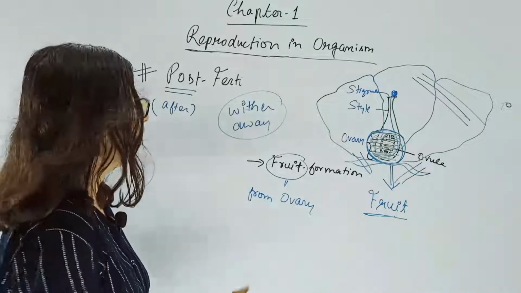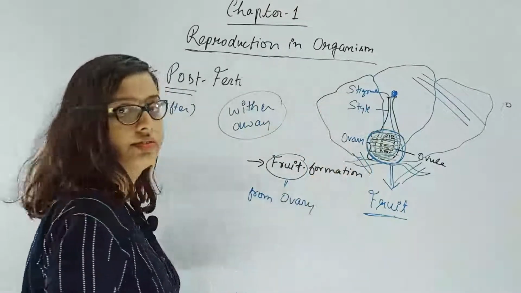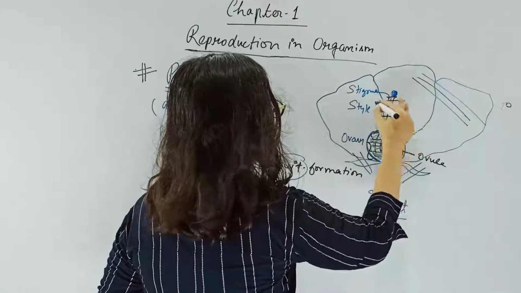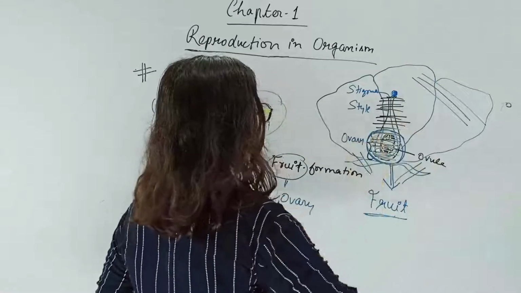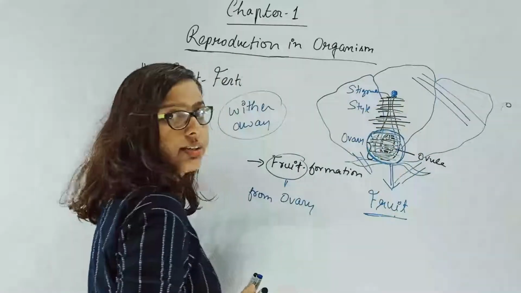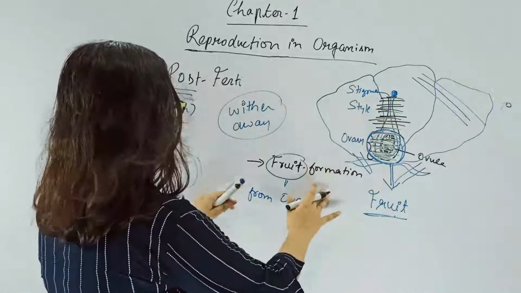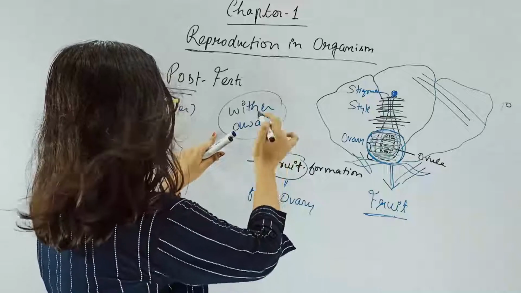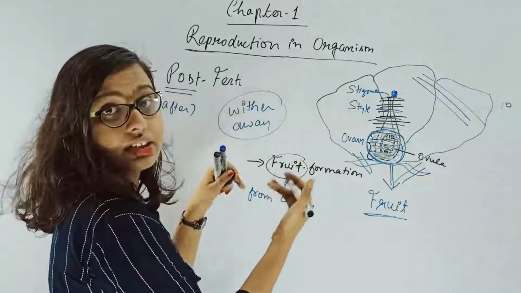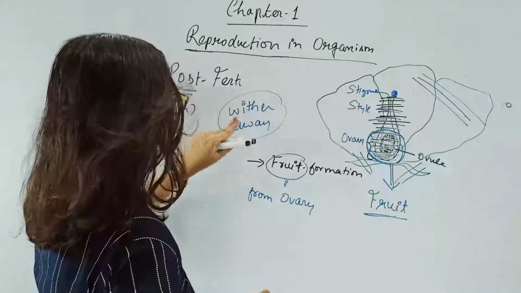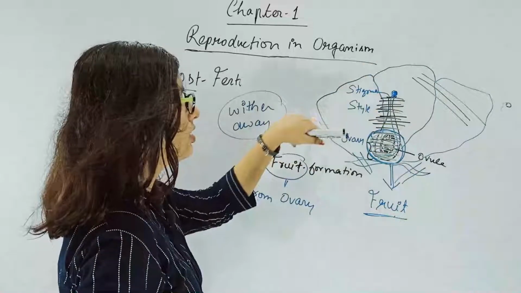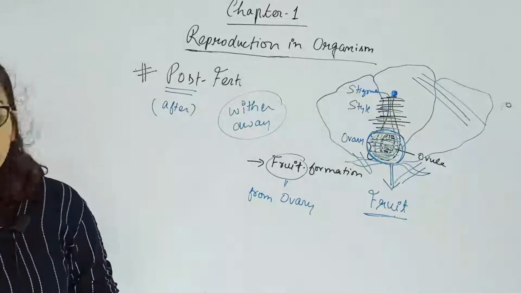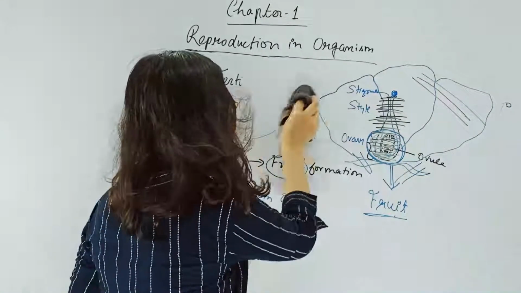What structures will wither away? The petals and the sepals. These structures will wither away, and the style and stigma will also dehisce. They will also degenerate. So this way fruit formation happens, and in the post-fertilization events, there are some additional events happening, that is the withering of the additional structures surrounding the ovary.